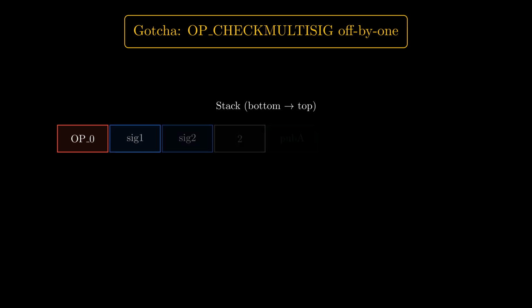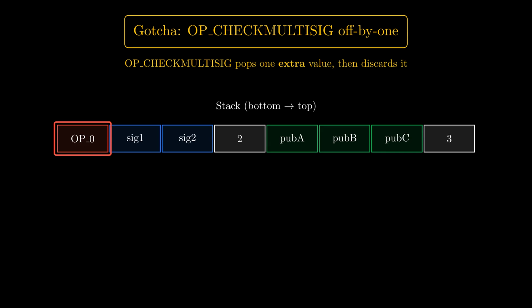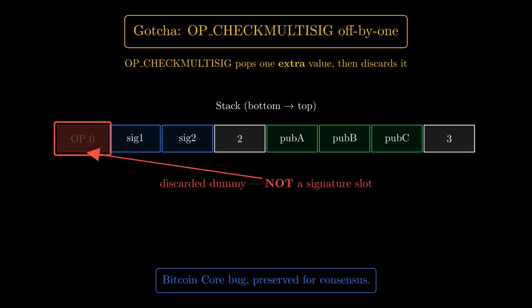One quick aside before our finale. You'll often see OP_0 prepended to multisig input scripts. New learners assume that 0 is the first signature slot. It isn't. OP_CHECKMULTISIG has a famous off-by-1 bug. It pops 1 extra value from the stack and discards it. That dummy 0 is just feeding the bug. Knowing this saves hours of debugging when you're handcrafting multisig spends.